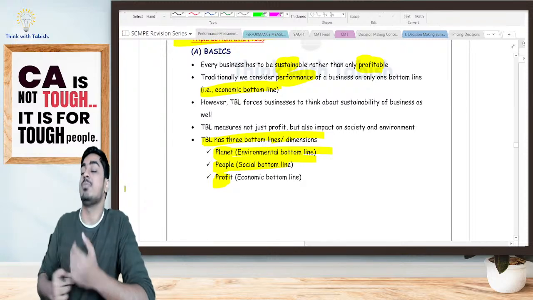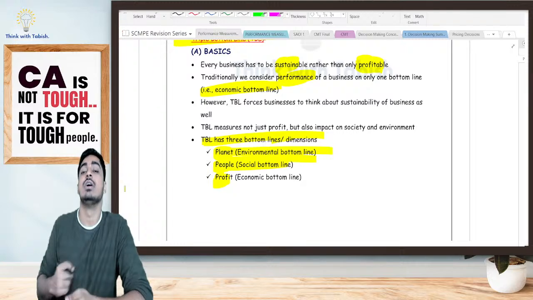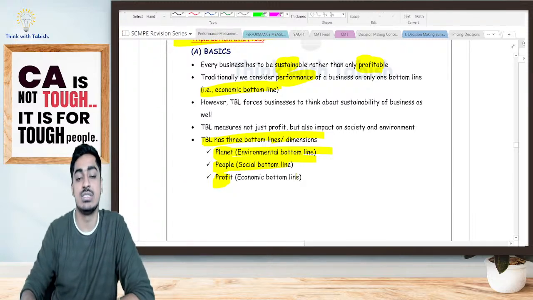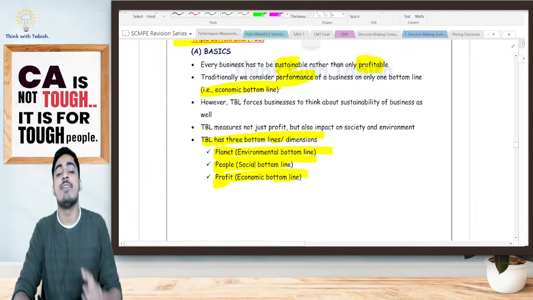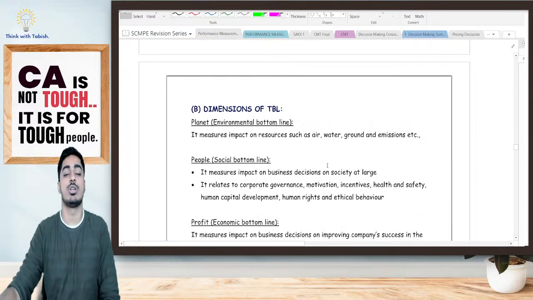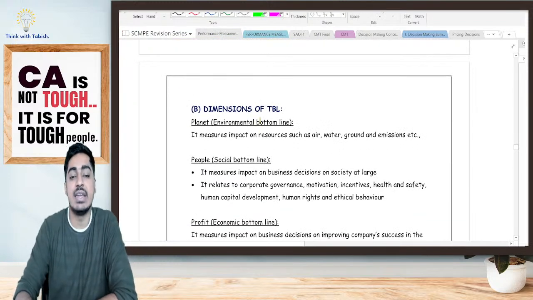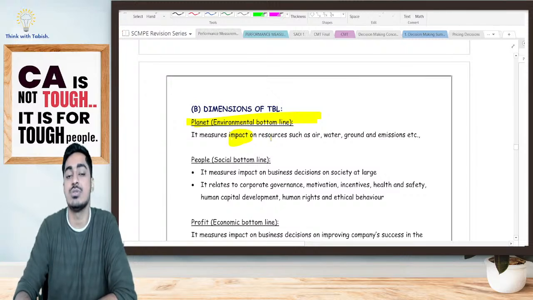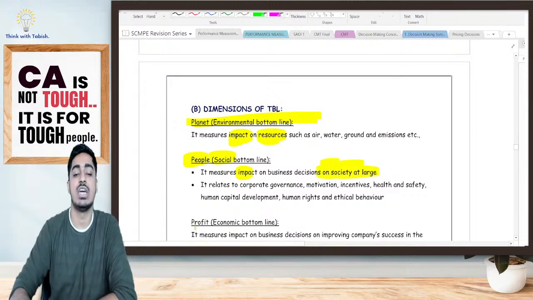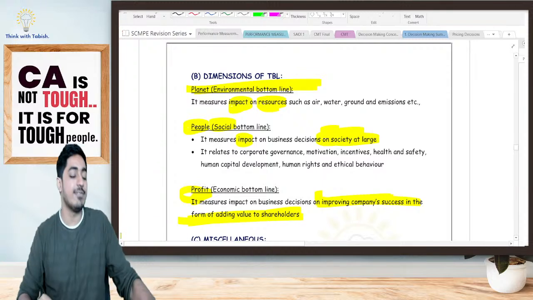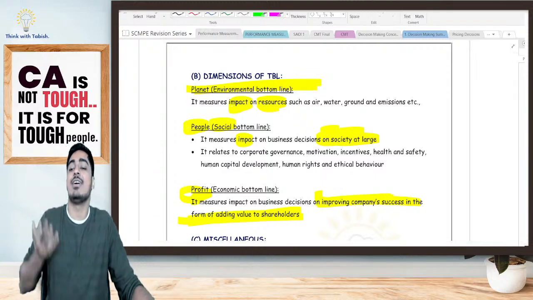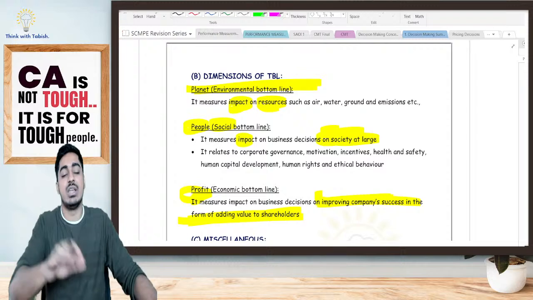What is the impact of my decision? How well have we done to earn profit? Here I am telling how well I have done for my natural resources, for my environment, how well I have done for my society, how well I have done to earn my profit. So your triple bottom line is over. 3 dimensions. Planet measures the impact on my resources. People or social measures the impact on society at large. And profit measures the impact on the company's success in the form of adding value to shareholders. Ultimately, I should add value to my shareholders as well, right? So my triple bottom line is over.